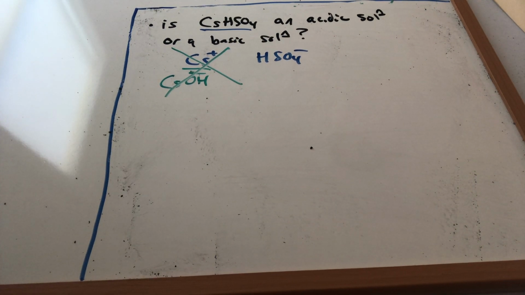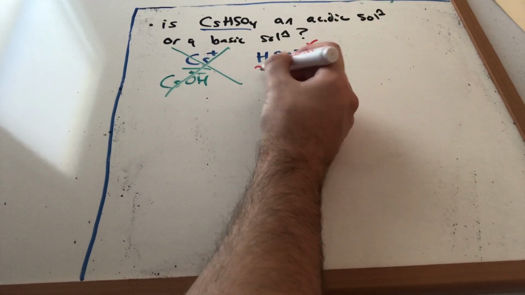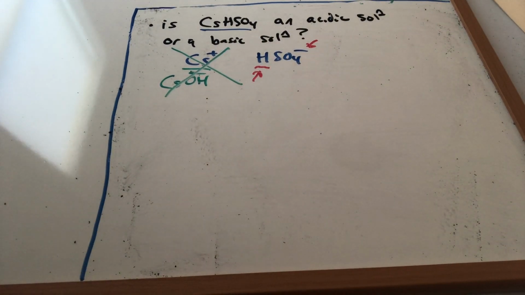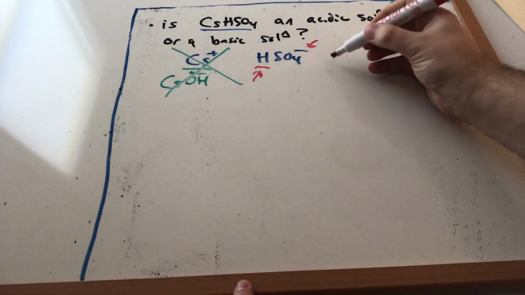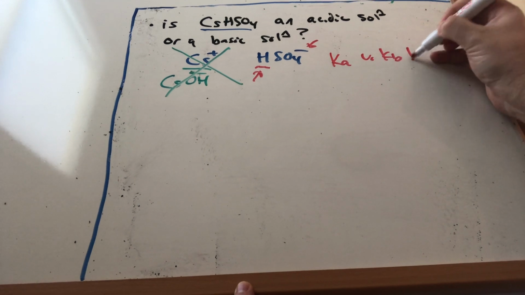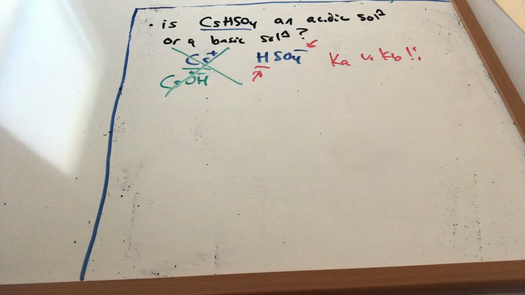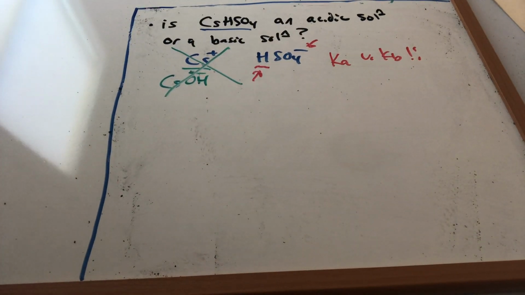HSO4 minus. Okay, the new thing. Starts with an H, has a negative. What goes into your head? Oh, it's amphiprotic. We have to do a Ka versus Kb check, right? To decide whether it's going to give up its H, like an acid would, or whether it can gain an H with that negative sign, like a base would.